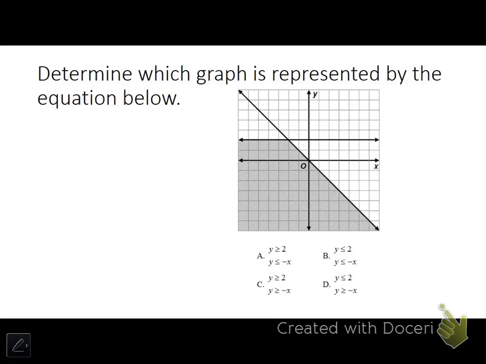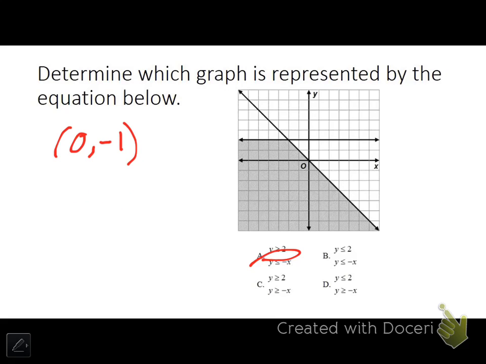Okay, determine which graph is represented by the equation below. Okay, again, we can't eliminate any based on the fact that it's a solid line, so we're going to choose a point. Let's try 0, negative 1. Okay, so let's plug it into this first equation. So I got to plug my y in. So is negative 1 greater than or equal to 2? No, so that one's off.